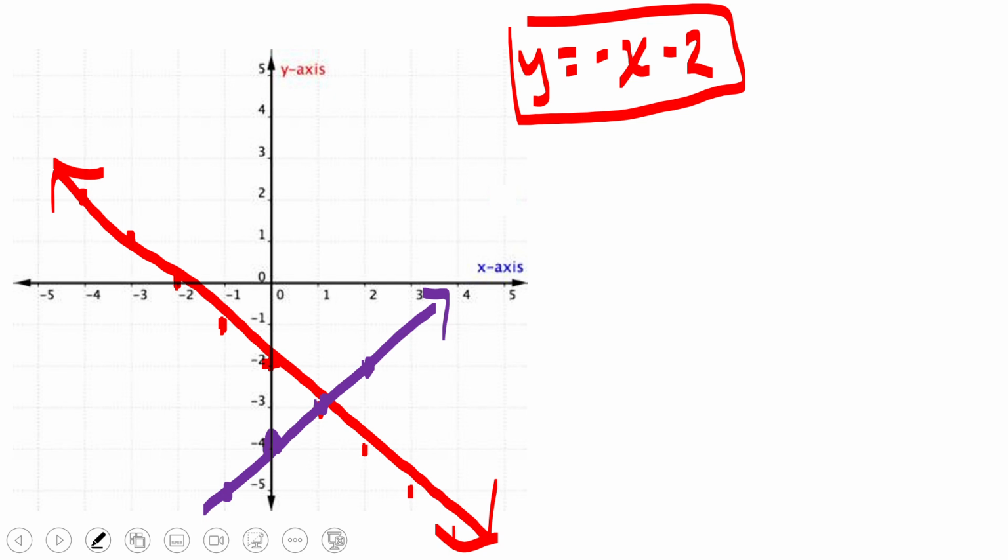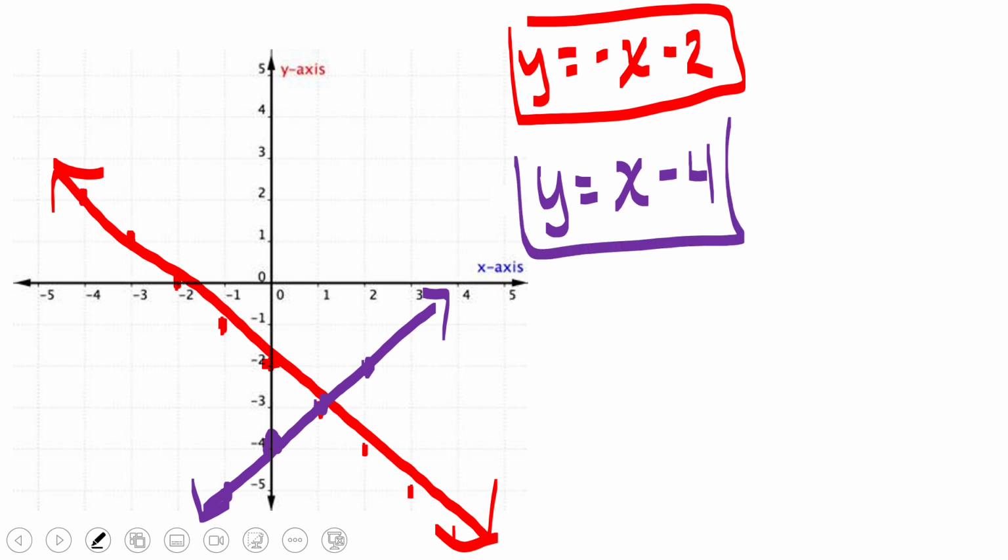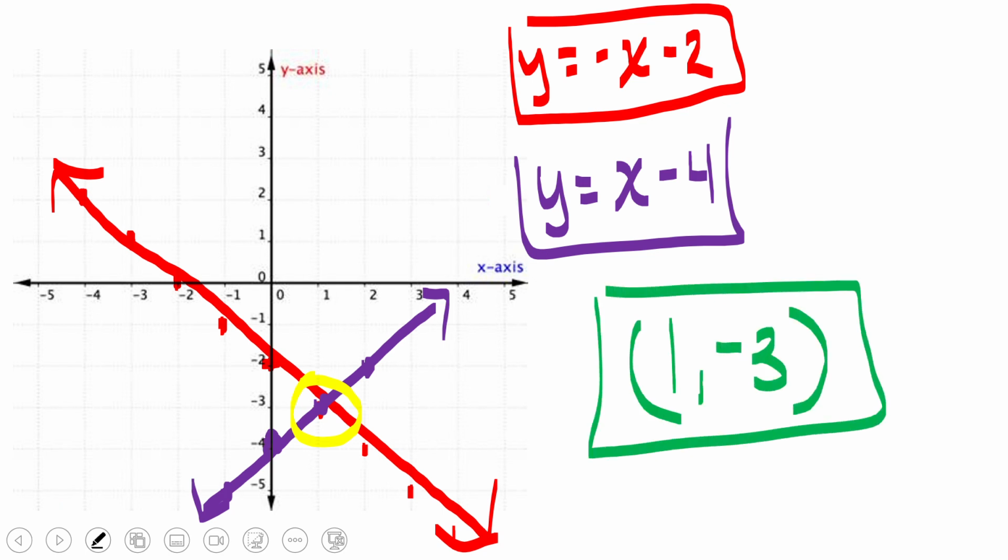And indeed, these two lines do intersect, and we would have a point of intersection here at 1 for x, negative 3 for y, and our solution is (1, -3) as an ordered pair, showing the intersection of the two lines graphed from slope and the y-intercept onto the graph.